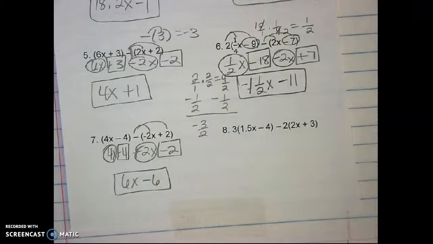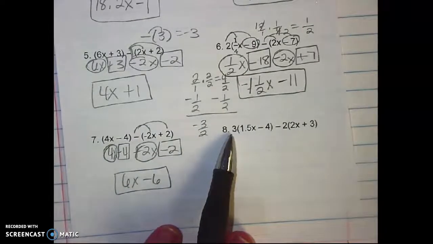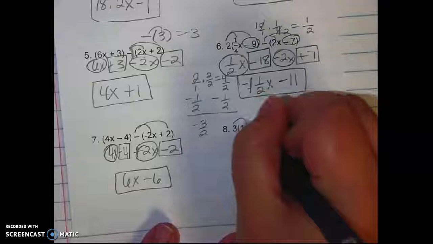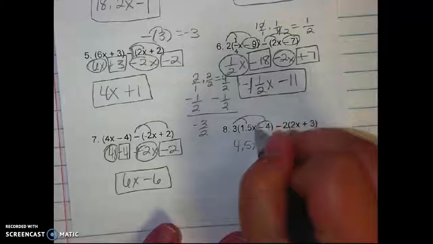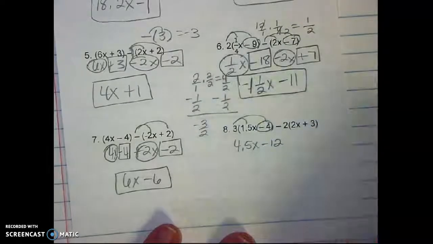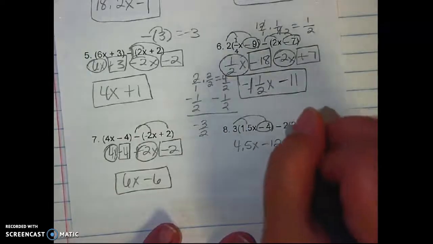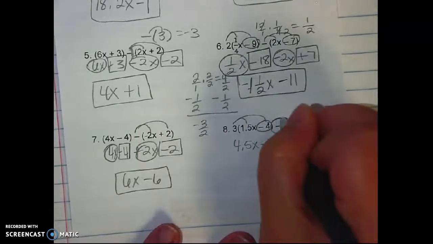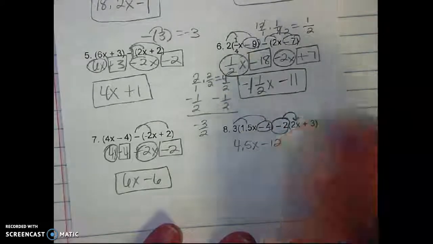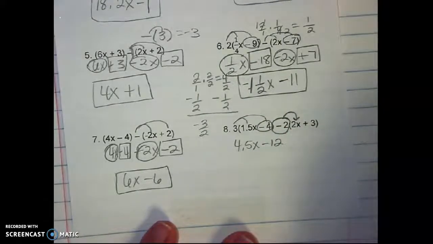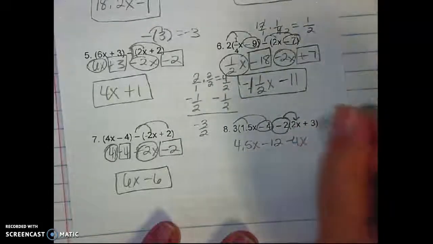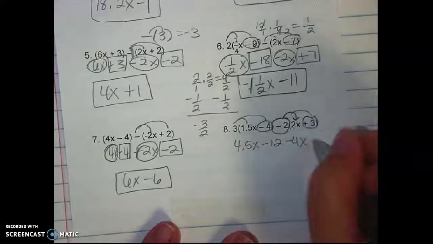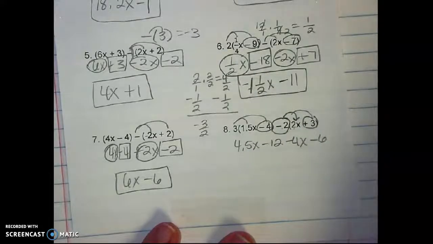All right, in the last problem, the first expression, I'm distributing a 3. So 3 times 1 5/10 x is 4 5/10 x. 3 times negative 4 is negative 12. Now, instead of just taking the opposite of everything in the second parentheses, I'm multiplying negative 2 times everything in the second parentheses. I'm using distributive property. So negative 2 times 2x is negative 4x. Negative 2 times positive 3 is negative 6.